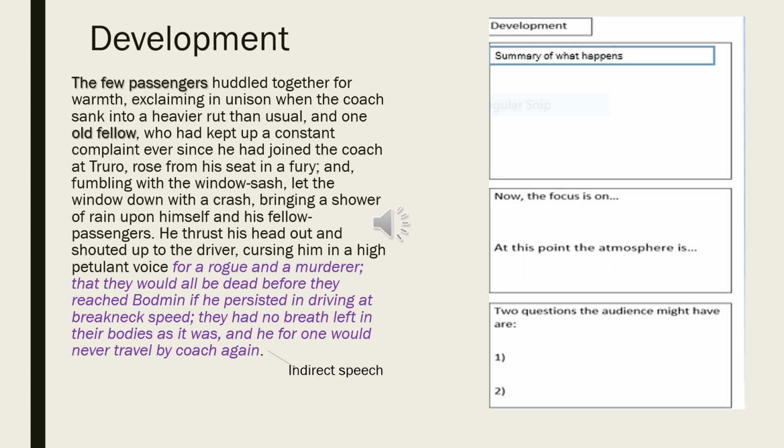Okay, so by signalling the development, we are told about the few passengers, and in particular we're told about the old fellow. And we have indirect speech where he is shouting at the driver. What I need you to do now is, first of all, summarise what happens, write about what the focus is on, consider what you think the atmosphere is here, and the 2 questions that you might ask at this point.